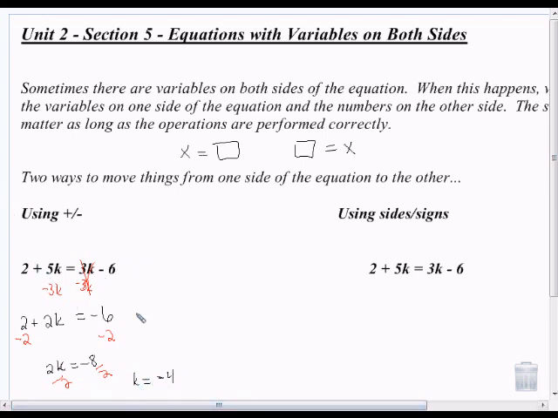Now, I could have subtracted 5k from both sides and gone the other direction, and it would have been fine, and I got the same answer. As long as I did the addition and the subtraction and the multiplication and stuff correctly.